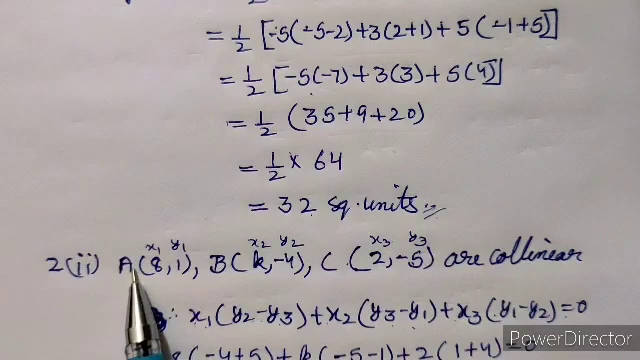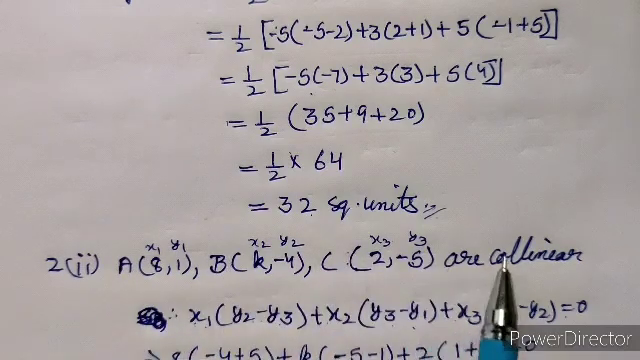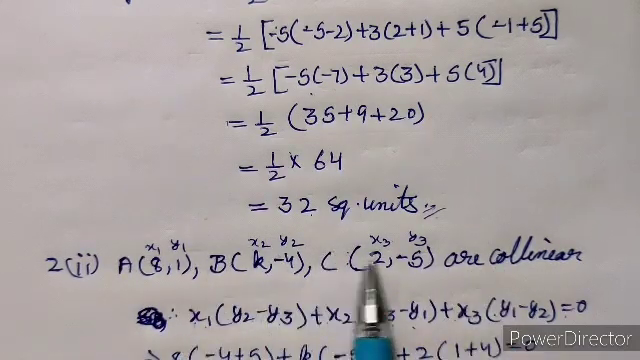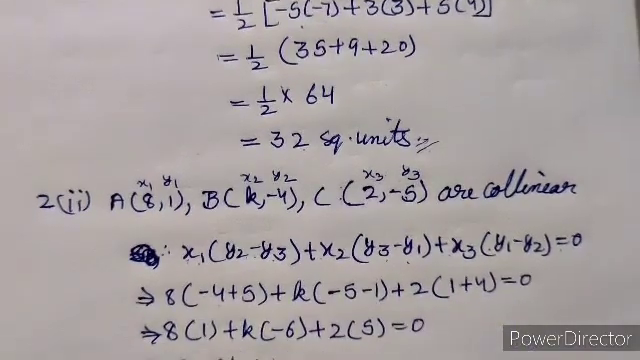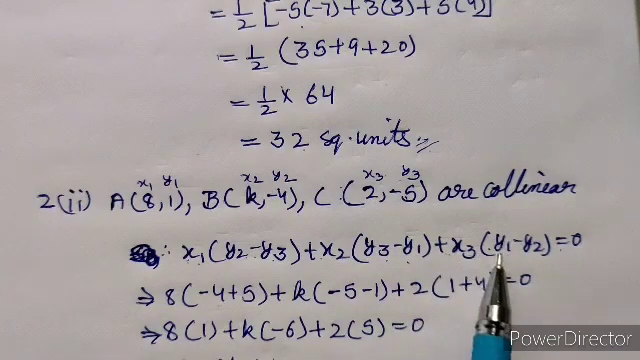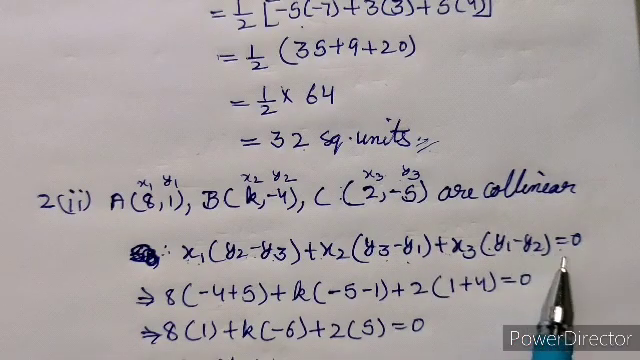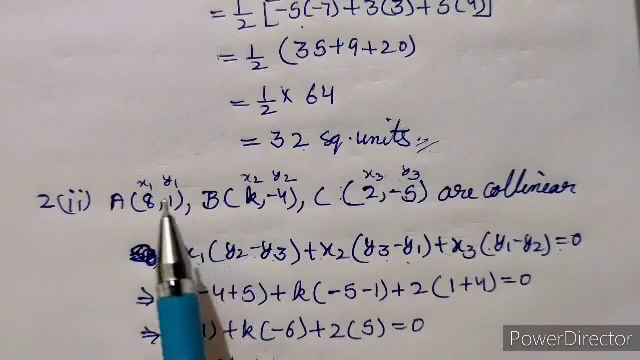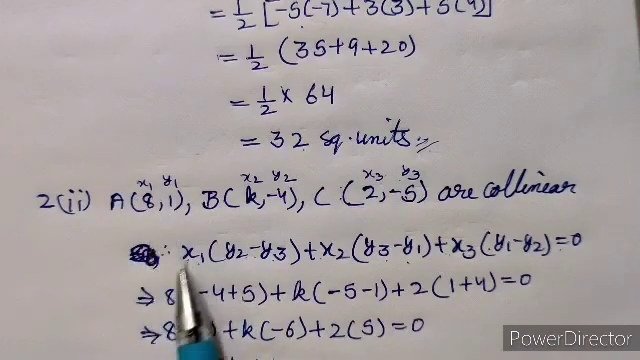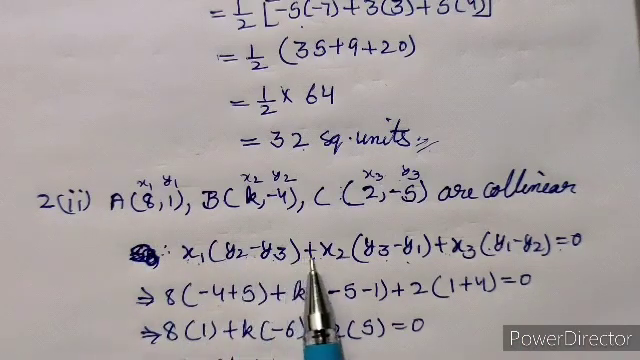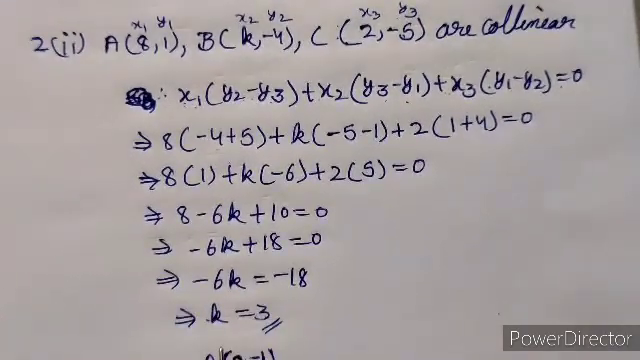Now in second question, we have to find the value of k if the points A, B and C are collinear. If points A, B and C are collinear, then x1 into (y2 minus y3) plus x2 into (y3 minus y1) plus x3 into (y1 minus y2) will be equal to 0. Now on putting the values of x1, y1, x2, y2 and x3, y3, we will get the value of k as 3.